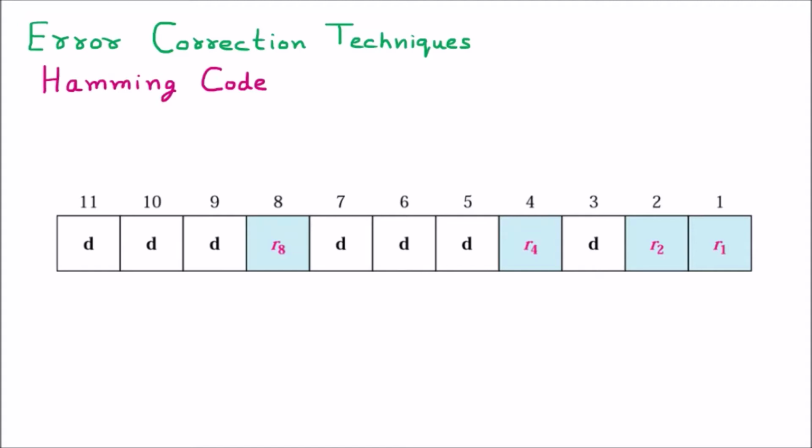Now we are discussing the topic Hamming code. Hamming code is a mechanism of error correction. That means whenever the sender is sending the data to the destination or the receiver, sometimes in between the data become corrupted or data become changed.